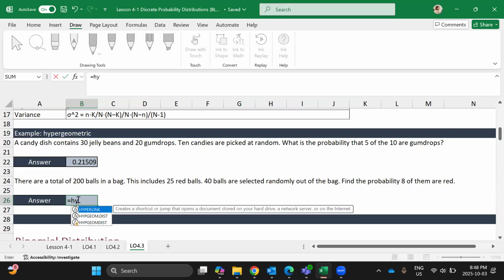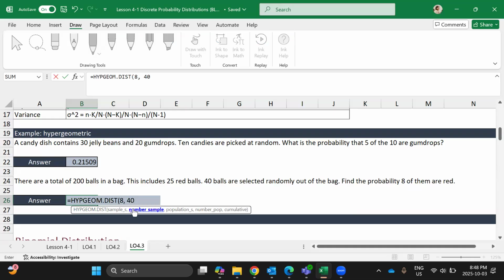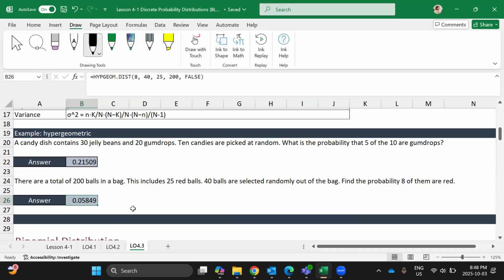So I use my hypgeom.dist function again. We say we want 8 out of the 40 selected to be red. There are 25 red balls in the bag and 200 in all, and we always end with false. This is about a 6% probability that 8 out of the 40 balls selected would be red. And that's how you use the function in Excel to calculate the probabilities for you.